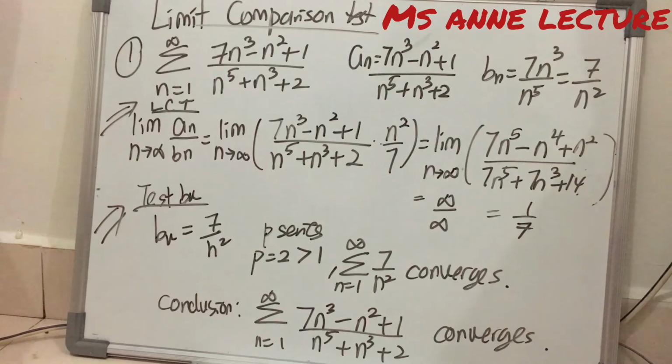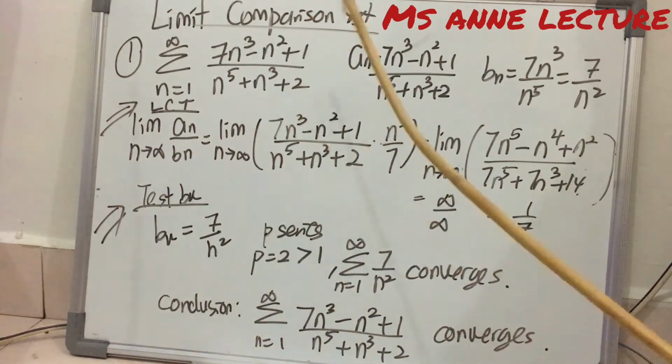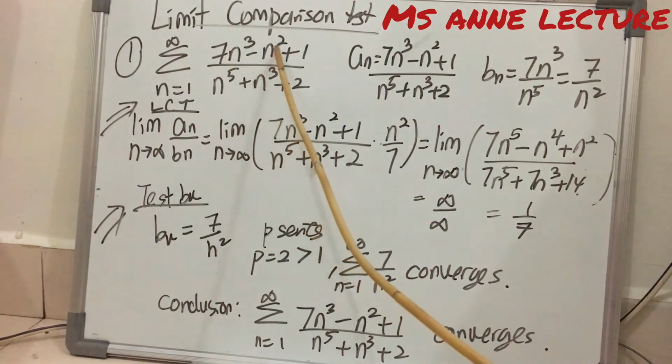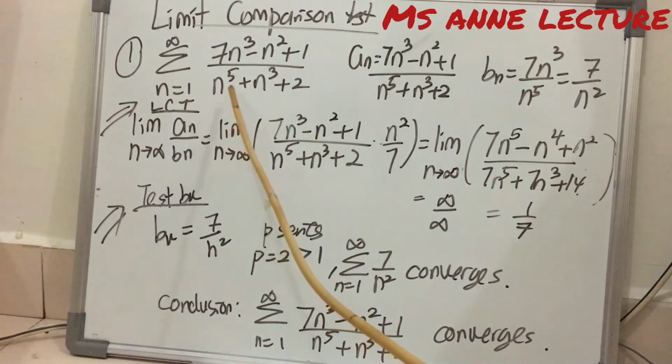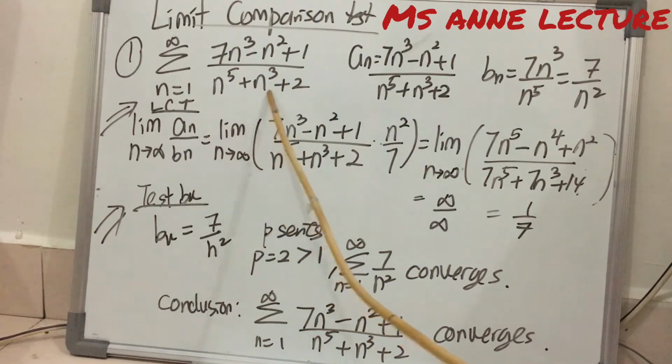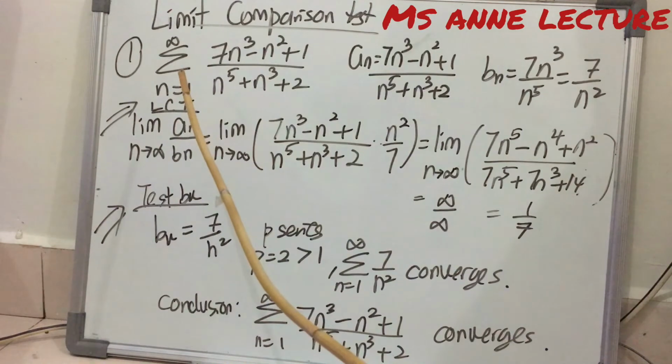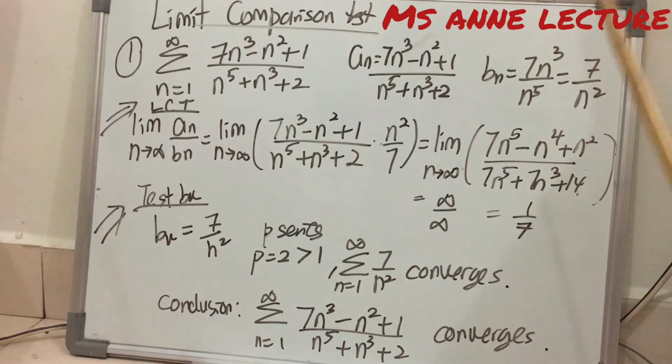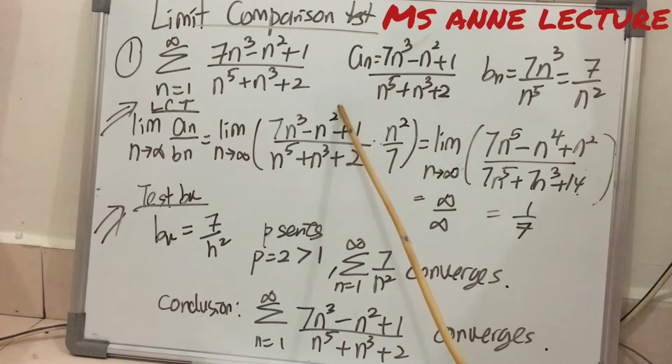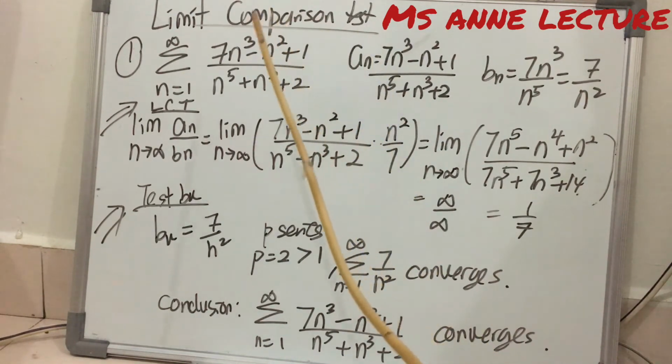Okay, so we go to the first example. Summation of 7n cubed minus n squared plus 1 over n to the power of 5 plus n cubed plus 2, from n equals 1 to infinity. So firstly, we identify the an and bn. So an, as you know, is the question itself.